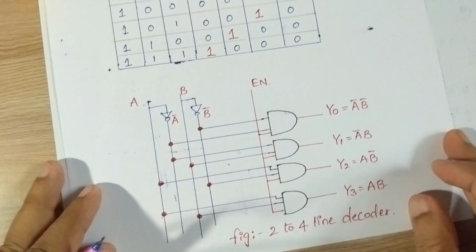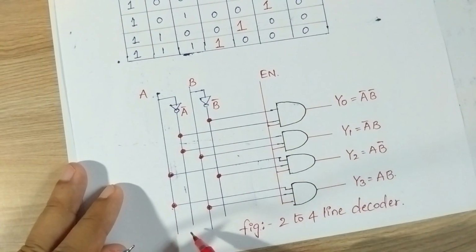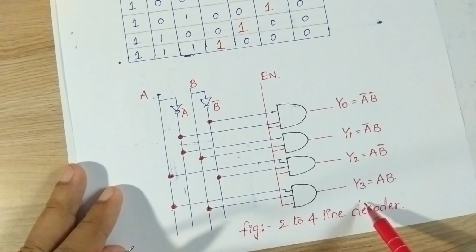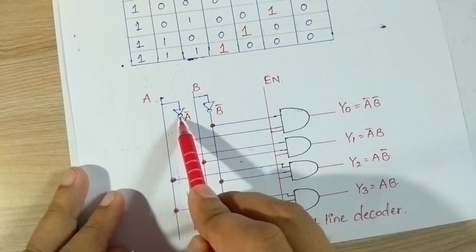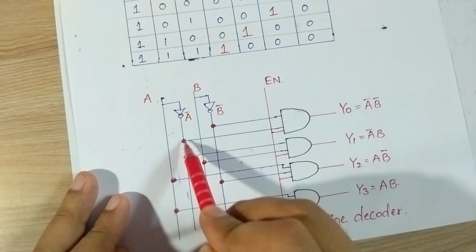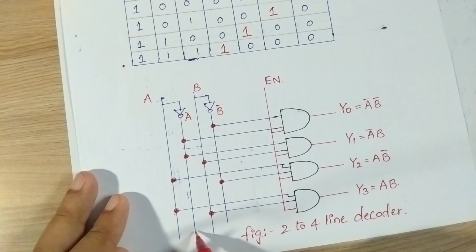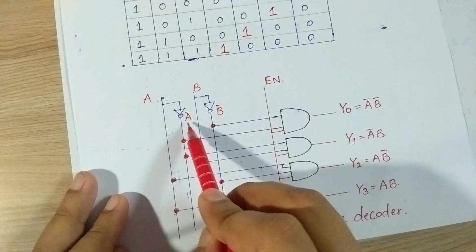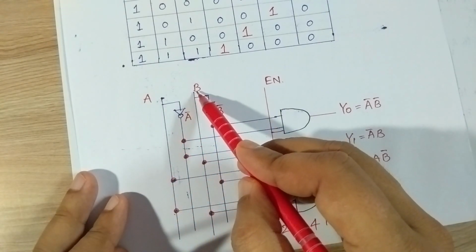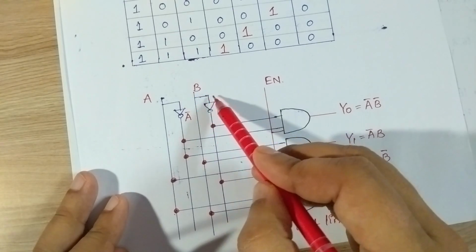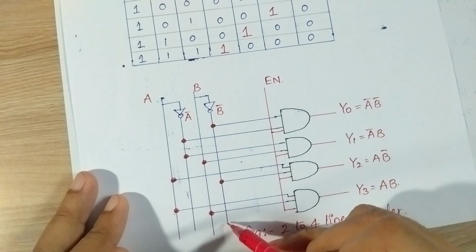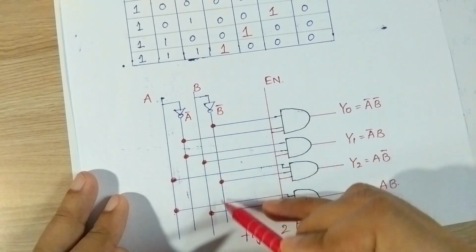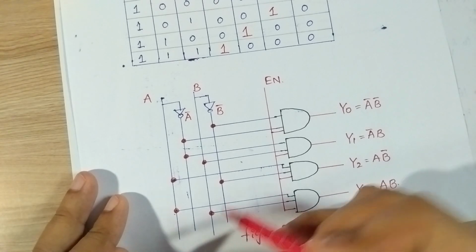Next, let us see the logic diagram of the 2 to 4 line decoder. Here I have taken one input, capital A. For this input, I have applied one inverter. So on this line, it will represent capital A bar, the complement of capital A. The next input is B. For this B, I have connected one inverter. On this line, the B complement is going to be there.